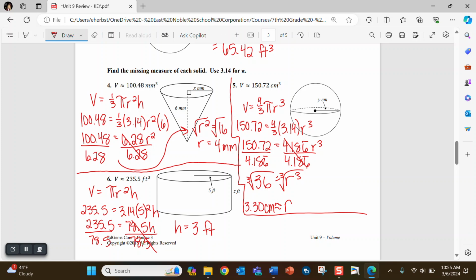6 was pretty straightforward. This time we knew the radius. Those are a little bit easier. We just needed to calculate the height, so I got 3 feet for the height.